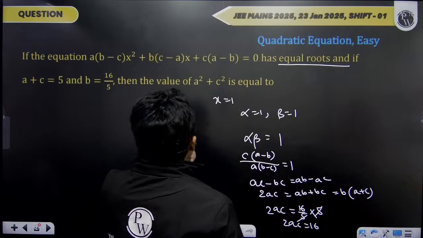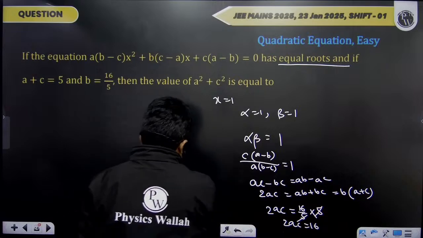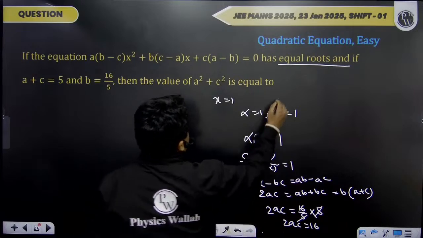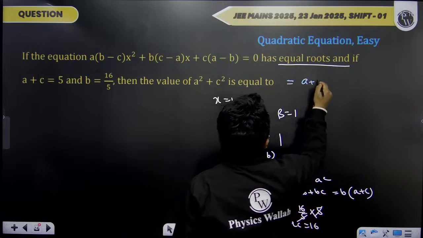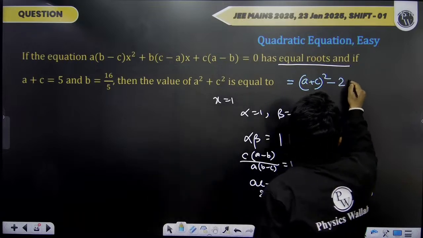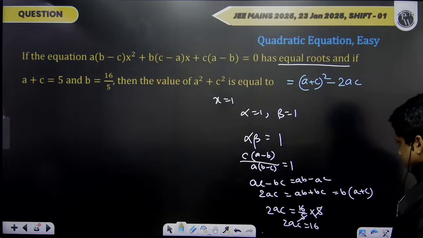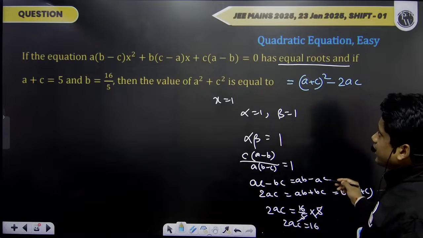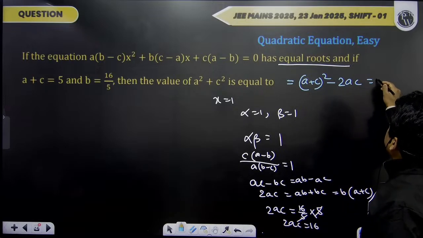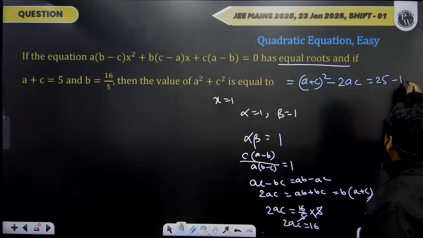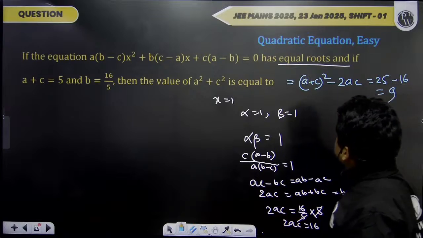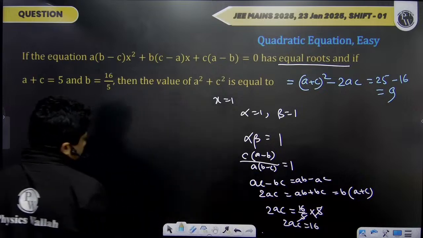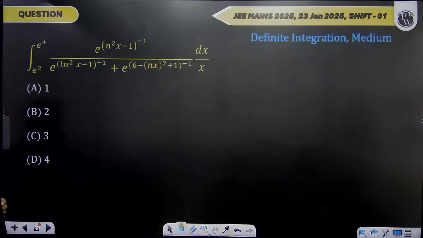Now what are they asking? They are asking the value of A square plus C square. So A square plus C square will be equal to what? A plus C the whole square minus 2AC. A plus C is equal to 5, so 25 minus 2AC, minus 16. So the answer will be equal to what? 9. So this is also one of the easiest questions here.